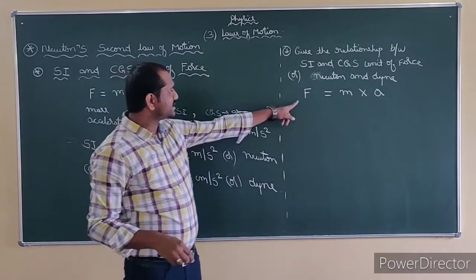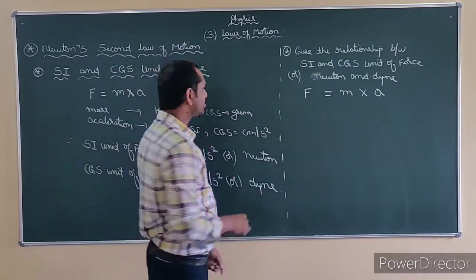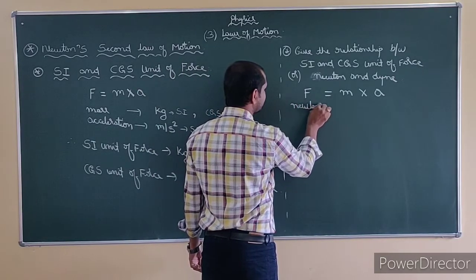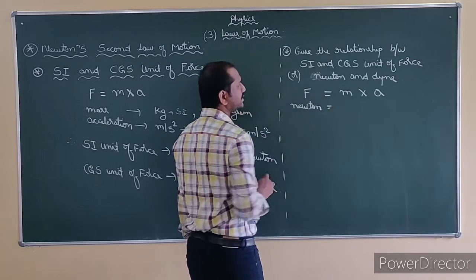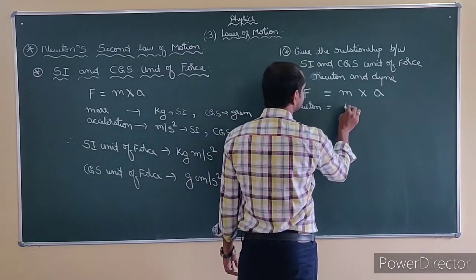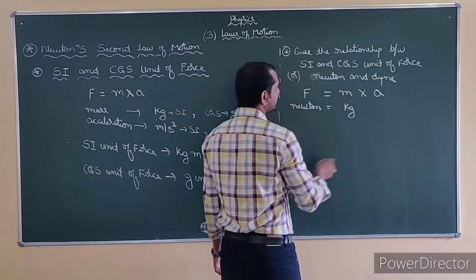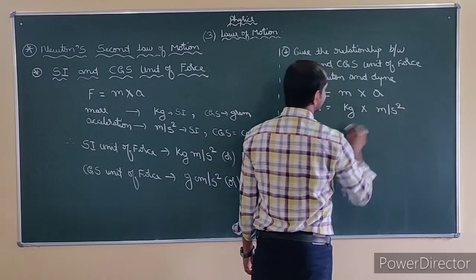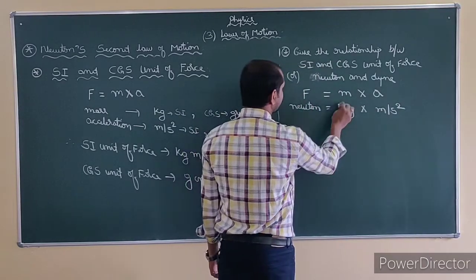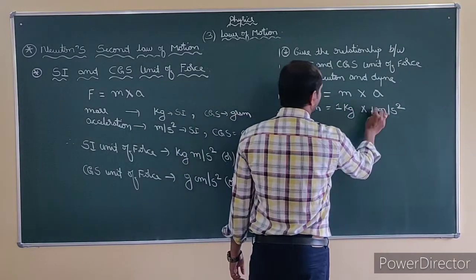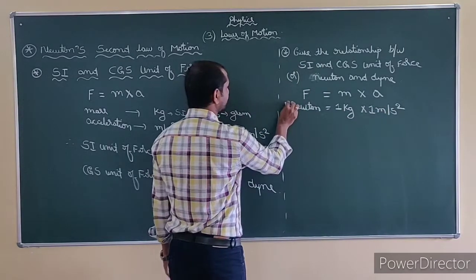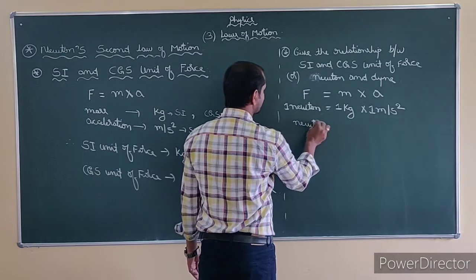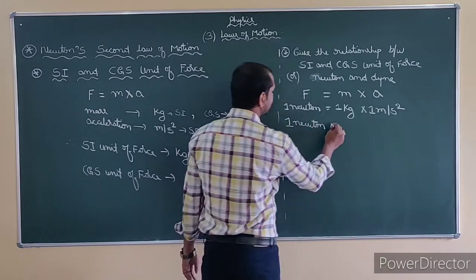Understand? What is force SI unit? Force SI unit is Newton. What is the SI unit of mass? Mass is kg. Right? What is acceleration? Meter per second square. So consider, for example, 1 kg, 1 meter per second square. So 1 Newton is equals to.